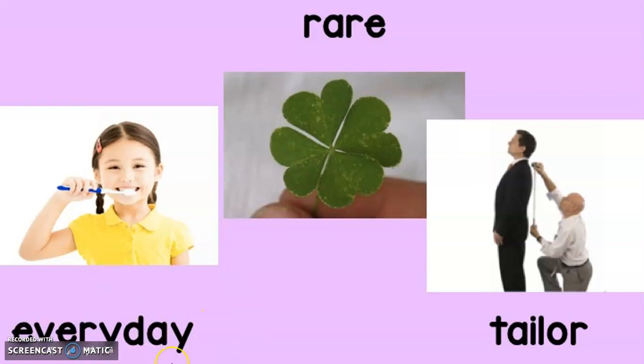Here's our next vocabulary word, everyday. Ordinary, something that happens nearly every day. On the farm, milking cows is an everyday event. It happens every day. Our next vocabulary word is rare. It's special, something unusual. It doesn't happen often. Happens once in a while. And our last vocabulary word is tailor. A person who makes and fixes clothes. A tailor.